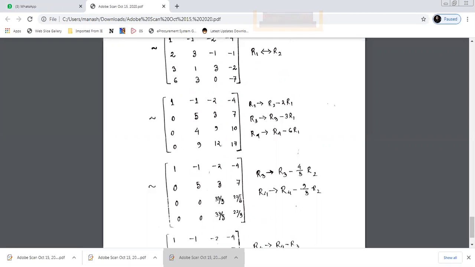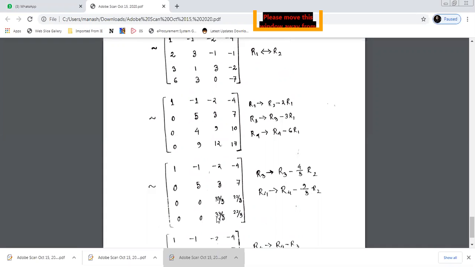Okay. Same way, how do you get this row 4? Row 4, same way, row 4 minus 9 by 5, row 2. Same way, if you calculate this one, we got 0, 0, 33 by 5, 22 by 5.